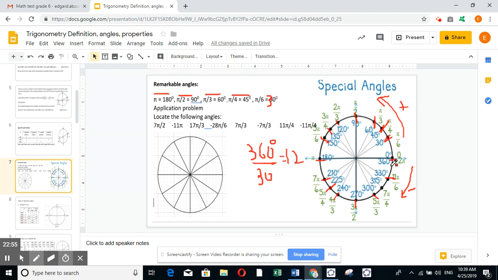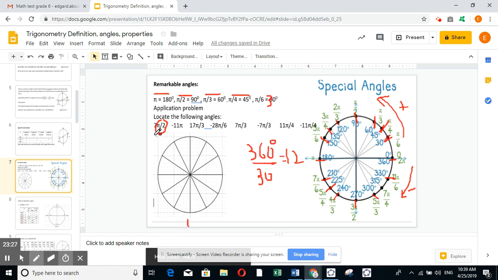Suppose I want to locate now these angles that we have here. I want 7 pi over 2. I read it as 7 90s. Pi over 2 is 90. 7 90s. So 1 90, 2 90. This is 90. 3 90, 4 90. A circle has 4 90s. 5 90, 6 90. This is 7 pi over 2. So this is the first one. Let me write, because I don't have space to put all of these.